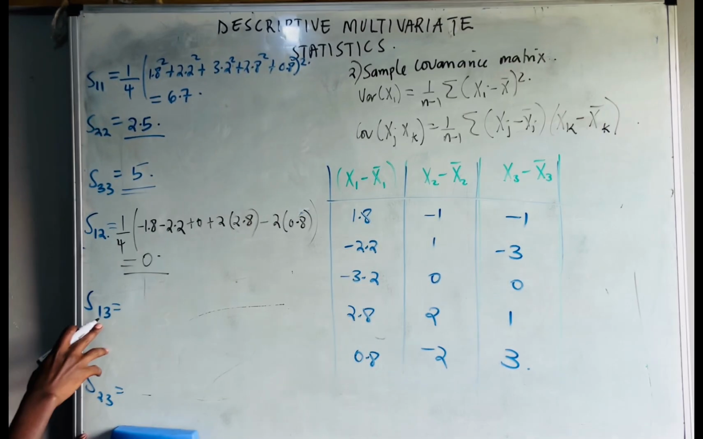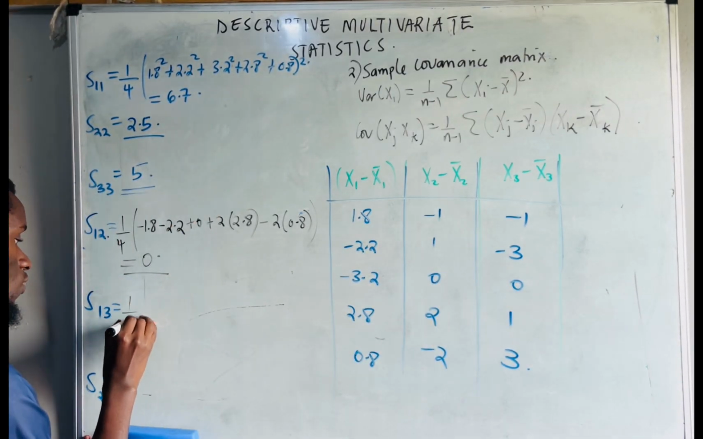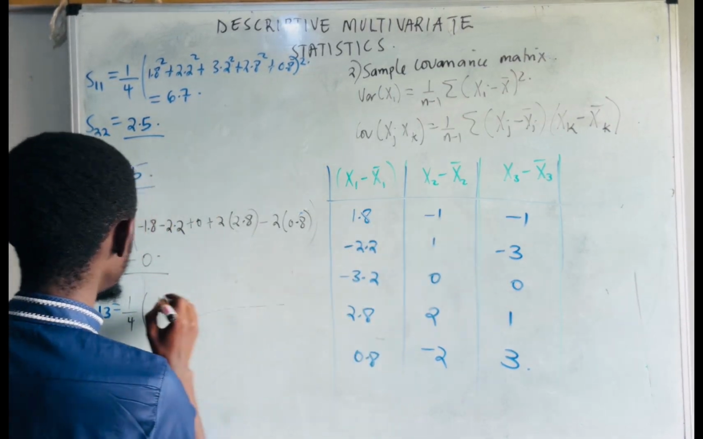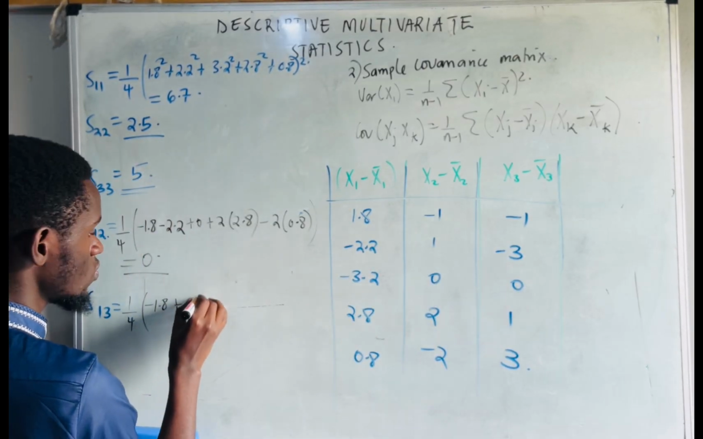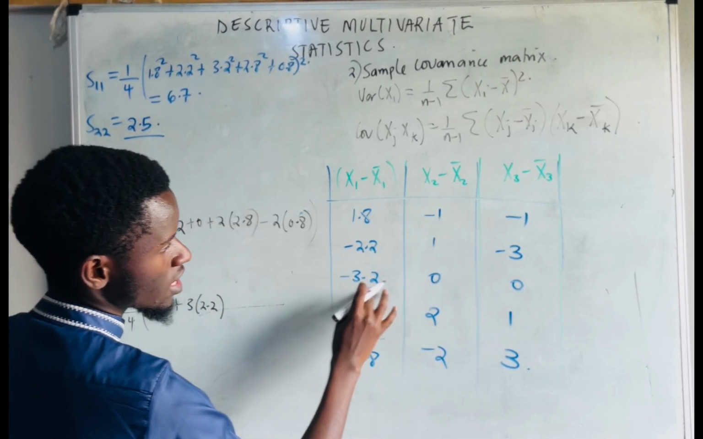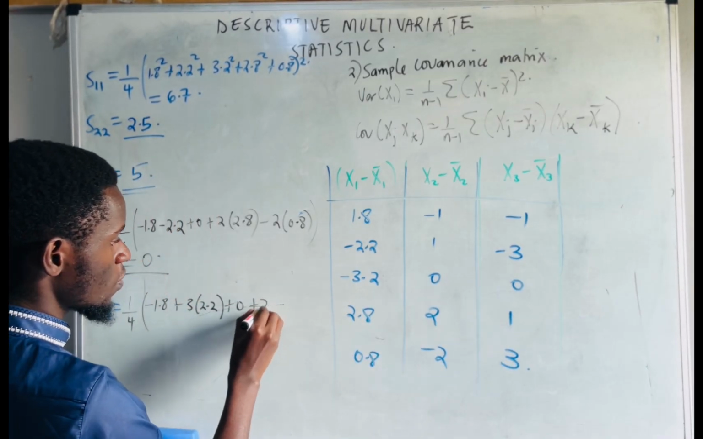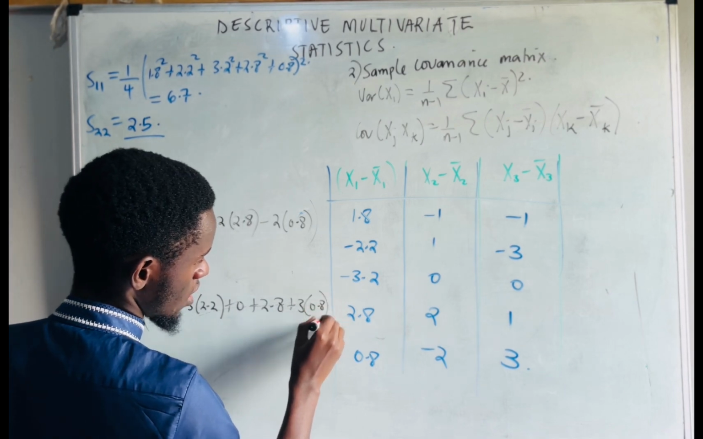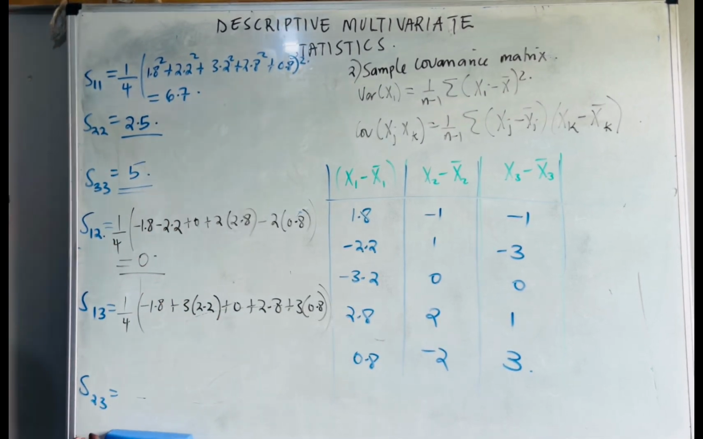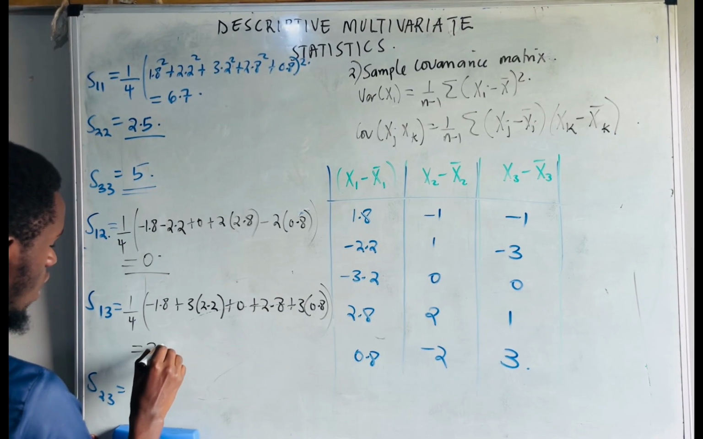Now we have 1, 3. 1 and 3. What is it? 1 out of 4 into. This one times negative 1.8. This and this is going to be plus 3 into 2.2. And then this and this is going to be 0. Then this and this is going to be plus 2.8. And then this and this is going to be plus 3 into 0.8. Now, if you add and divide by 4, here for 1 and 3 we shall have 2.5 as our answer.